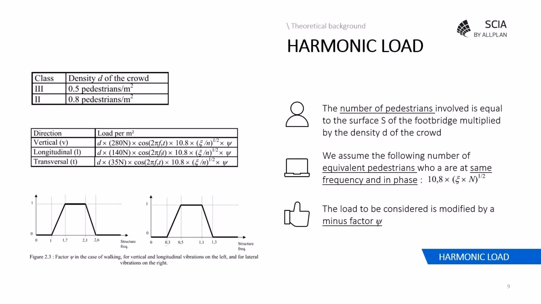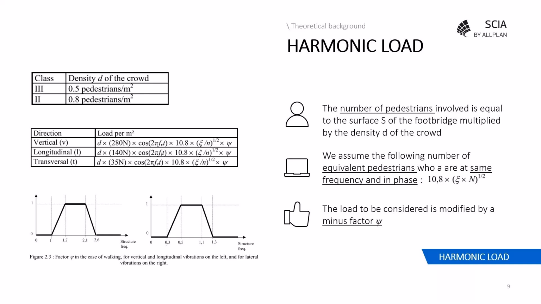phase. So first we establish the real number of pedestrians involved, which is the surface of the footbridge multiplied by the density of the crowd. But then we would need to calculate an equivalent number of pedestrians, which is calculated based on the formula you can see on the screen, 10.8 multiplied by the epsilon n, which is square root of epsilon multiplied by n.